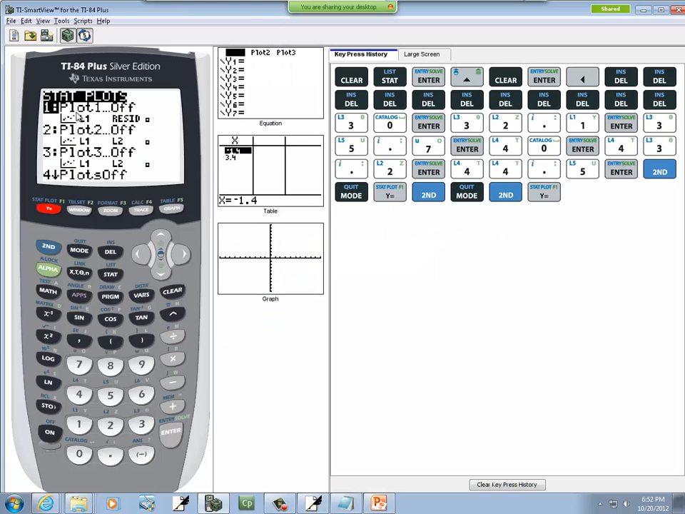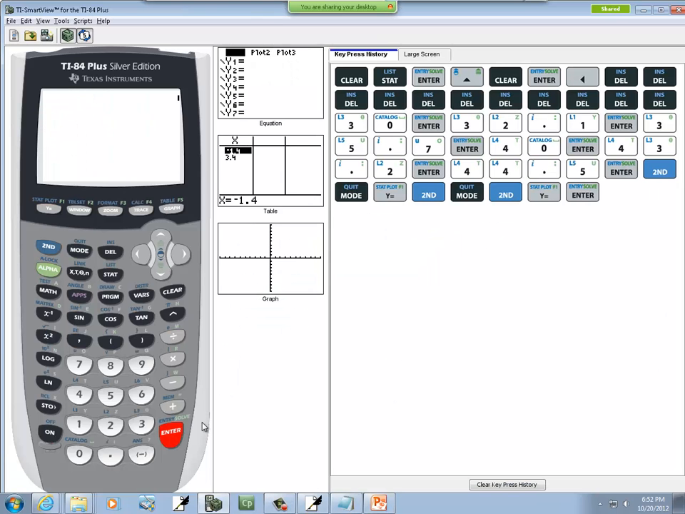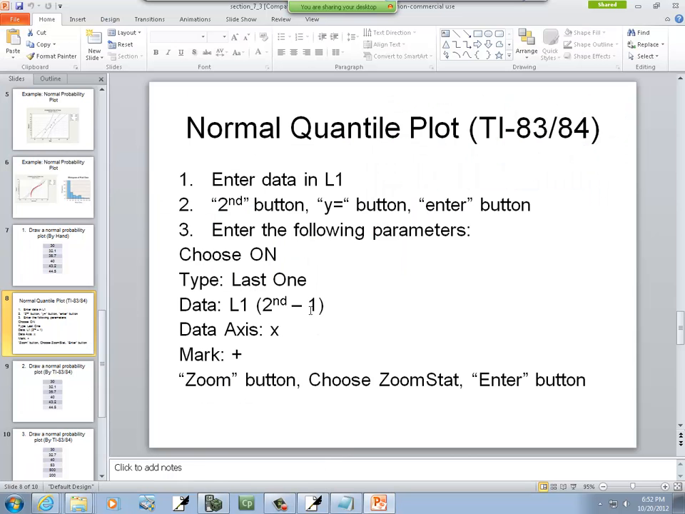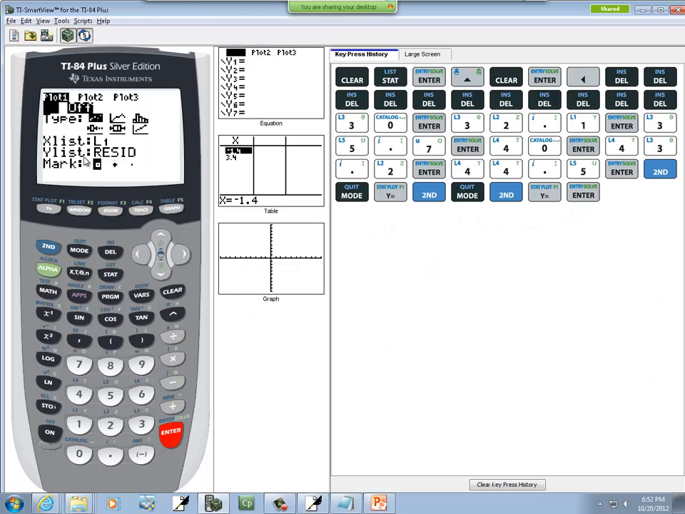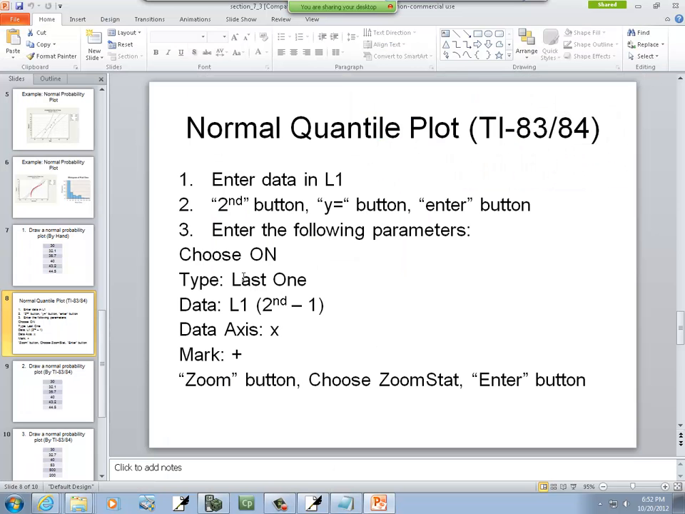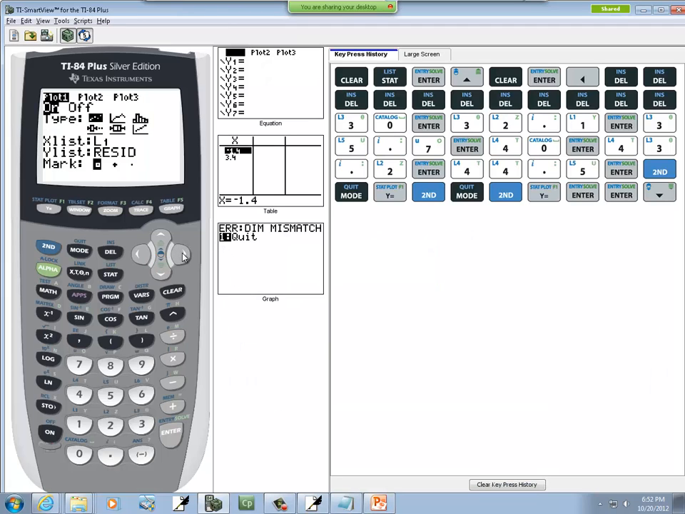Enter. So they want us to do enter on plot 1. Now we want to select on. So my flashing cursor is on, I'll just press enter. I want a down arrow. The one we want to pick is the one that looks like a straight line. It says the last one, but it's pretty obvious. So I'm going to right arrow over to the straight line and press enter.